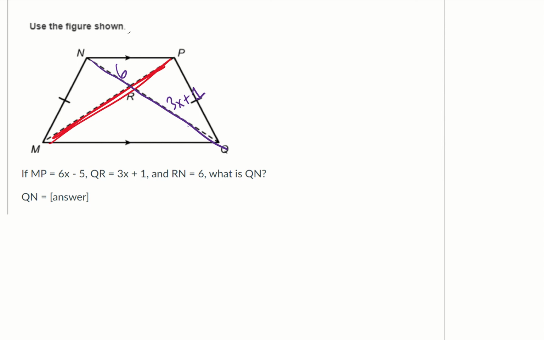And then for the red, they only give you MP. Well, they give you the whole thing. So they give you that this whole thing in red is 6x minus 5. Okay, so that means since we just said that the red diagonal is the same distance as the purple diagonal, then we can set the purple equal to the red. But remember that the purple is equal to the sum of those two components. And we could set it equal to the entire red. And that's my equation. We can go ahead and solve it now.